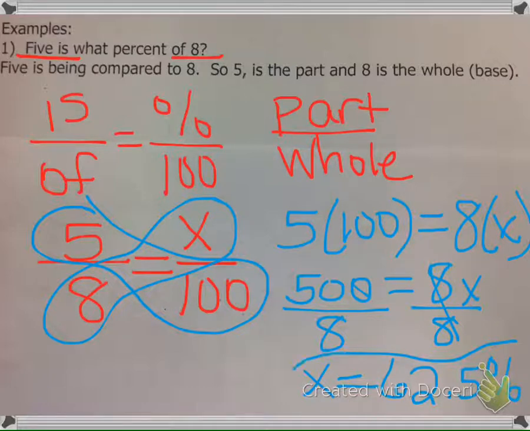Now remember, as I've been saying the last few days, if your answer is a percent, you need to put the percent symbol on it, otherwise it will be marked wrong. In this case, we were looking for the percent, so you put your percent. If we were looking for the part or the whole, obviously that's not a percent. You wouldn't put your percent symbol, but because we were looking for the percent, you have to have the percent symbol on it.